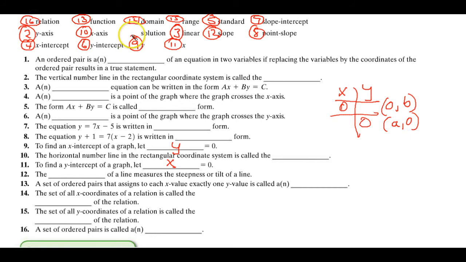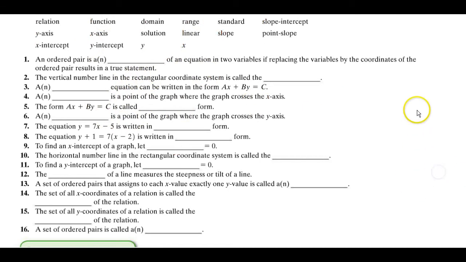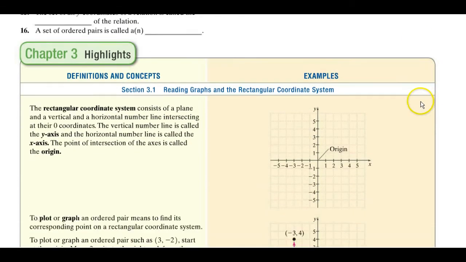Yeah, so the only one I'm left with is number 1. An ordered pair is a solution of an equation of two variables if replaced. Yeah, that makes sense. So, again, it was kind of wordy and too many words to pick from. All right, so this is vocabulary of chapter 3. And then we go to the highlights.